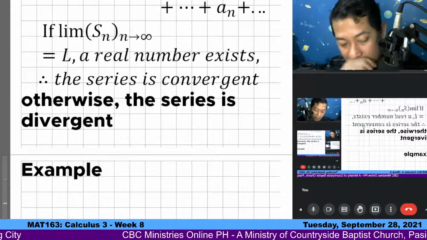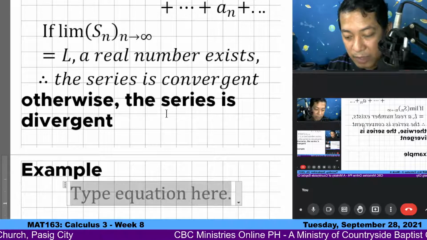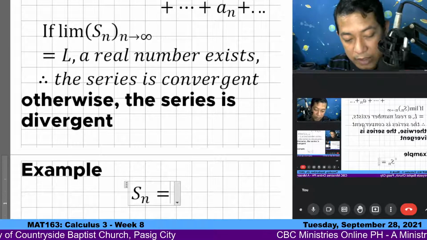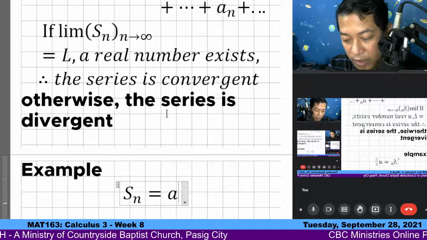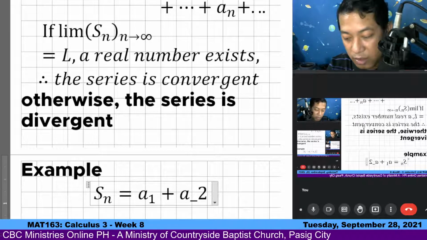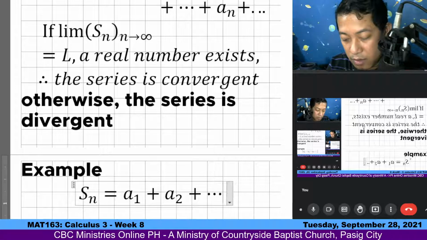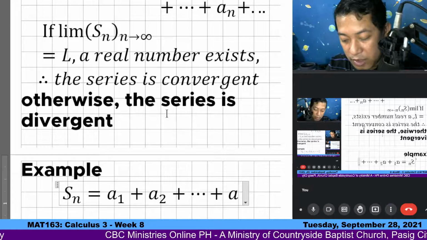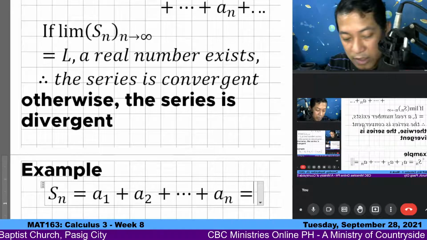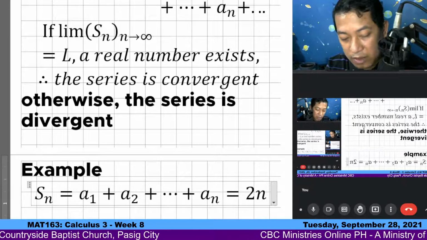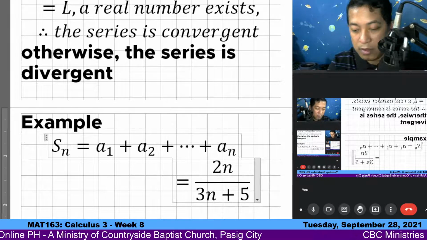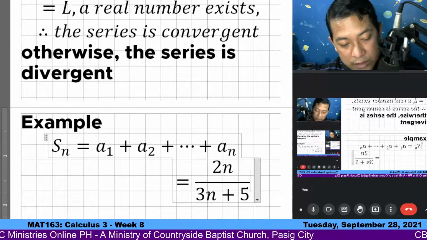Okay, there's an example here, another example. Suppose we define a series. We define a series by the definition, and there's a given definition here. A sub n, so there exists an n, a partial sum. Given here the definition is 2n over 3n plus 5.